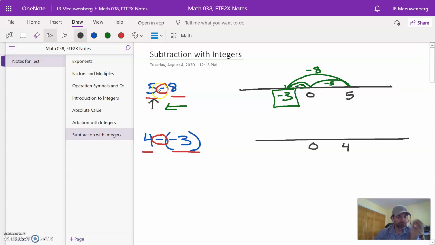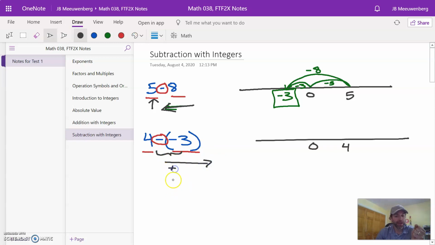Normally when we subtract, we go to the left. But here we have to think about that whole idea of negatives and their meaning of opposites. Negative is an opposite. So negative 3 is the opposite of 3. If I were going to subtract 3, I would move to the left. But I'm subtracting the opposite of 3, which means I'm going to go in the opposite direction.